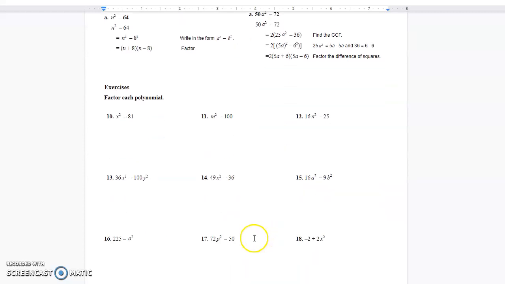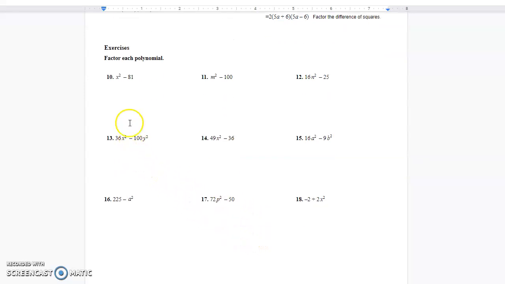All right, first up, let's start with an easy one. Again, it's always the square root. x squared is x. Let me put that here. What's the square root of 81? It's 9. So there's a 9, there's a 9. And all that goes here is one plus and one minus, and you're done. x plus 9 times x minus 9.